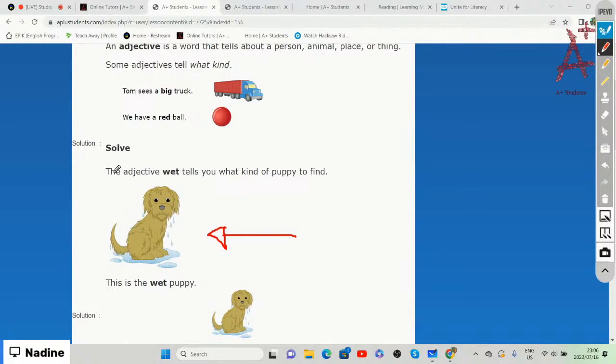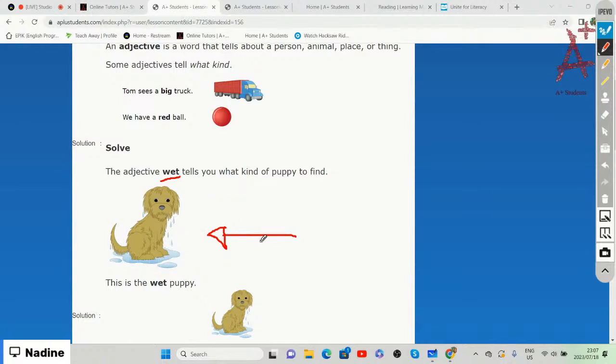So here it says the adjective wet. Wet tells us what kind of puppy to find. They specifically ask us to find a wet puppy. If they maybe said find the brown puppy, then we were specifically going to look at the color of the puppy. But since they said we need to find the wet puppy, now we look at things that indicate that the puppy is wet, which is the droplets, the water, even the way his fur looks.